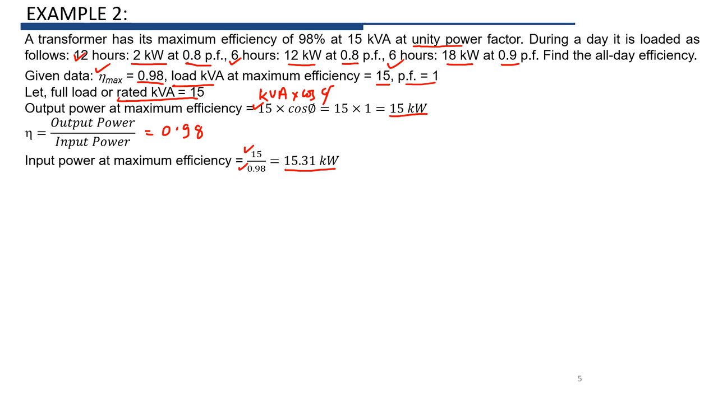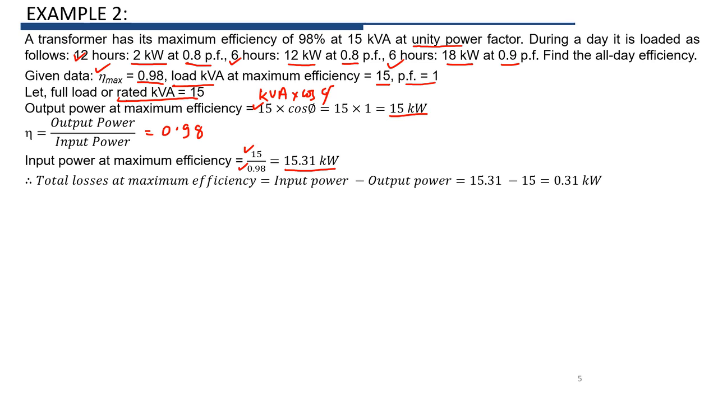Now you know the relation between input and output. So input power is equal to output power plus losses, or losses is equal to input power minus output power. So input power is 15.31 kilowatt, output power is 15 kilowatt, so losses are 0.31 kilowatt. So this is iron loss plus copper loss.